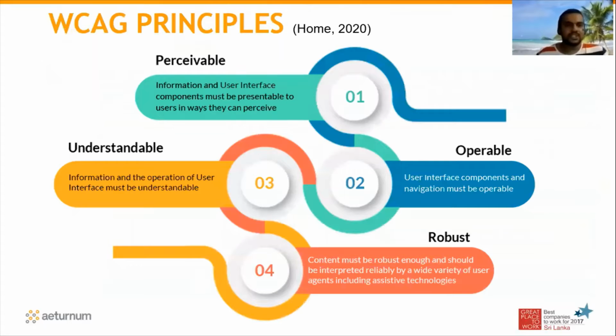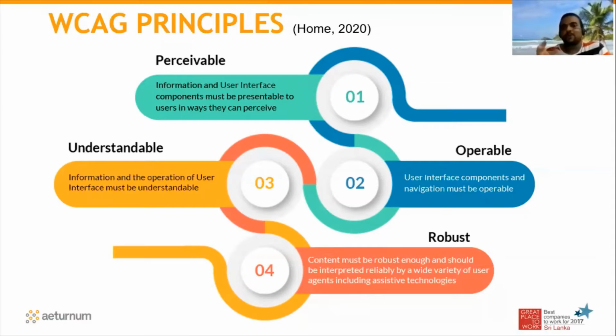So, WCAG principles. What are the WCAG principles? There are four principles in WCAG. The first one is perceivable, the second is operable, the third is understandable, and the final one is robust. So what do we mean by perceivable? Information and user interface components must be presentable to users in a way that they can perceive. Which doesn't make any sense, right? But it will. I'll show you how later on.